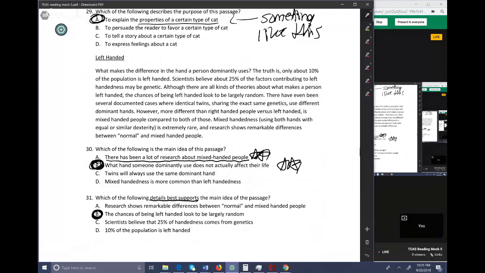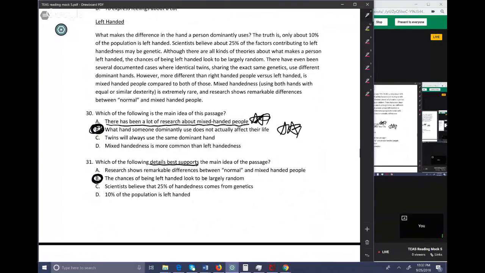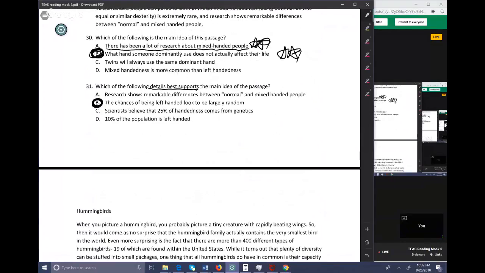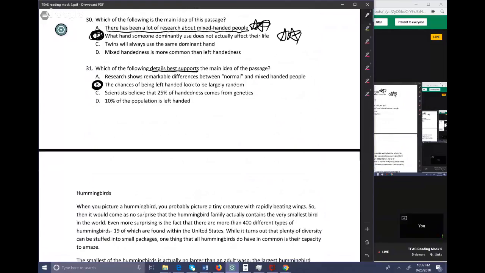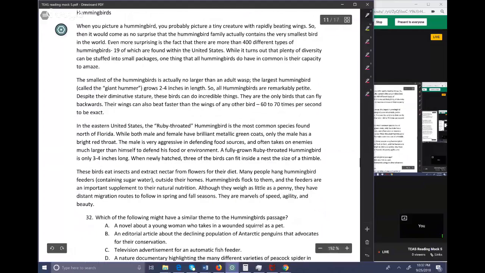If you had picked the mixed-handed one, you would have ended up with the detail that says, research shows remarkable differences between normal and mixed-handed people. So they had a good detail to go with each. If you were torn, the mixed-handed thing, had they just put a couple more sentences about it, then you might have shifted your focus. They didn't put quite enough, so it is safe to say that the focus of that passage was still supposed to be that being left-handed did not affect other things about your life.